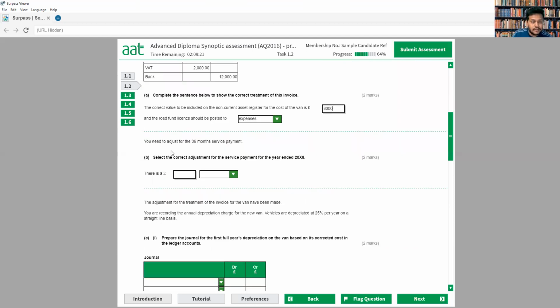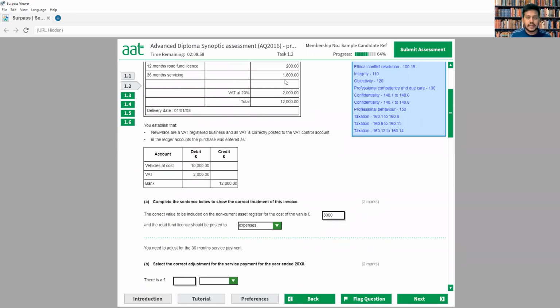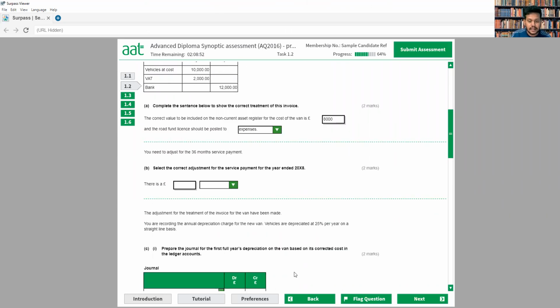All right, then we have, you need to adjust for the 36-month service payment. So now we will have to calculate the prepayment. Select the correct adjustment for the service payment for the year ended 2018. So basically, you can see our year started 1st of January 2018, and the year is closing 31st December. And we paid £1,800 for 36 months. 36 months means 3 years, isn't it? So you paid £1,800 for 3 years.